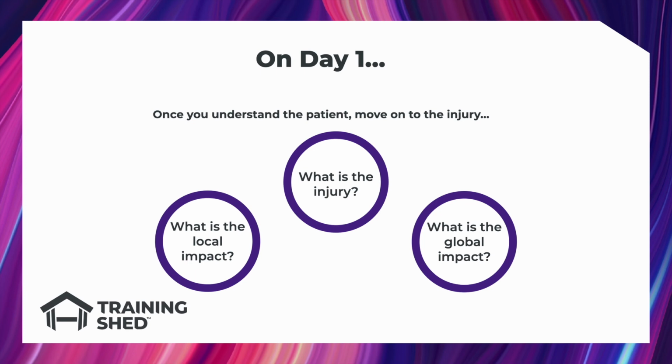Same with ACLs. I think we're all familiar with those. You have that local loss of strength and stability and control around the knee, but it has a huge knock-on effect up onto the hip, up into the core as well. So you want to paint this big picture, and this comes in your assessments.